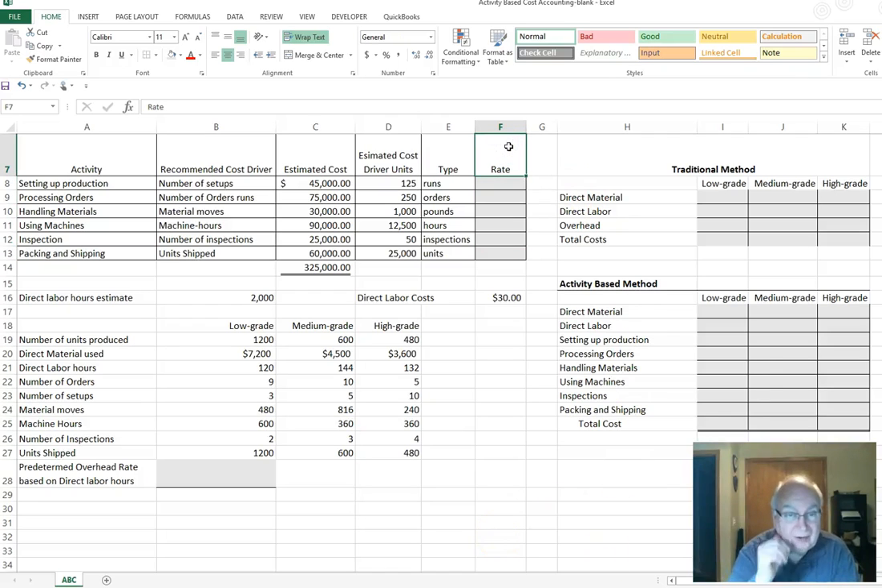On this one, we're going to cover allocating overhead by using the traditional methods or the activity-based costing method, which is known as ABC. And what we have the difference real quickly is the traditional method uses what they call unit level activities. And the unit level activities would include things like direct labor hours, direct labor cost, or machine hours. And that's what the traditional method is.